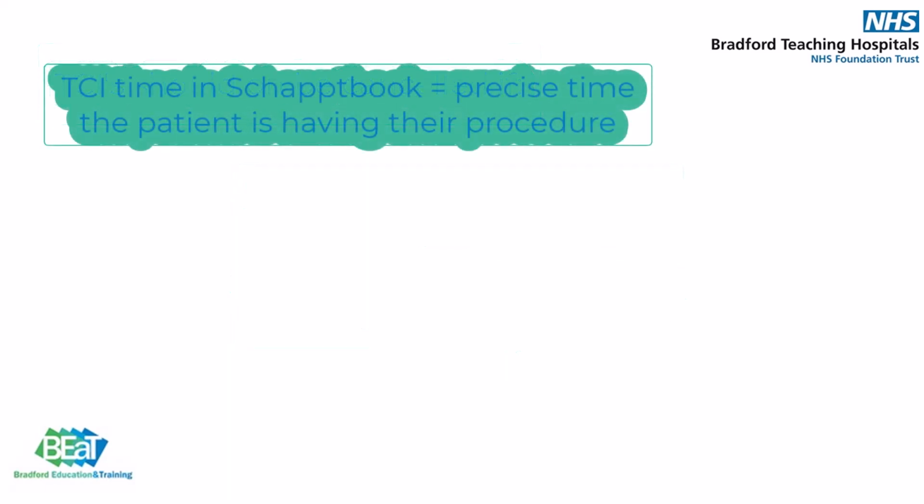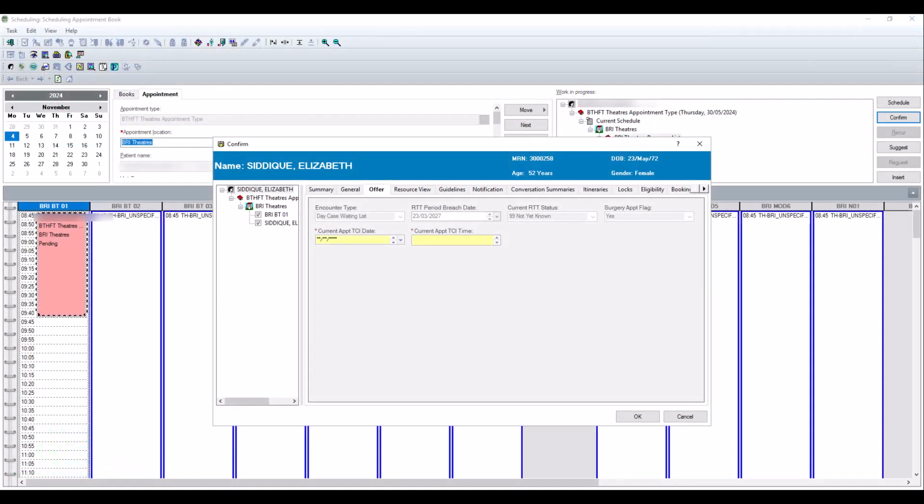When scheduling a TCI, the appointment time selected within the bookshelf needs to be the precise appointment time that the patient is going in for their procedure. When sending an appointment letter out to the patient in the post, the appointment date and time will be the appointment date and time entered within the confirmation window.